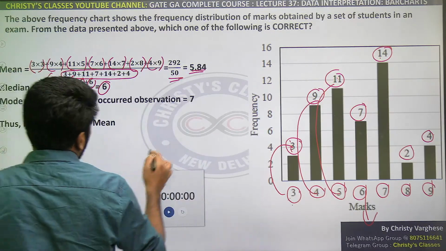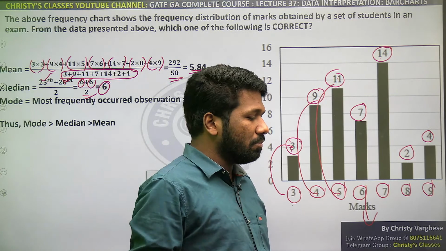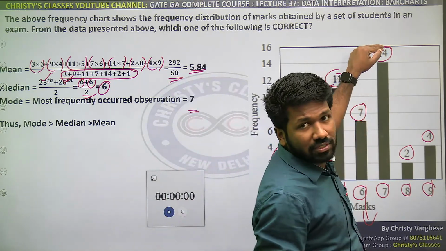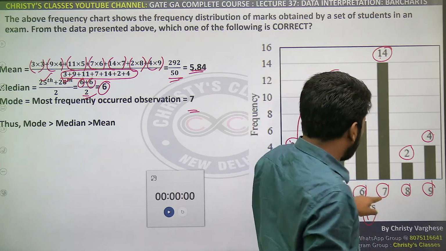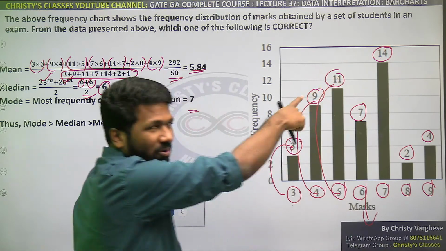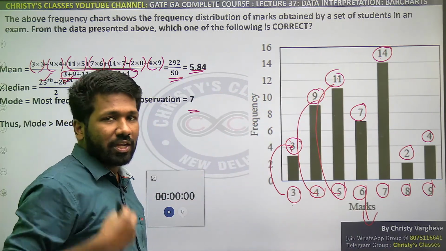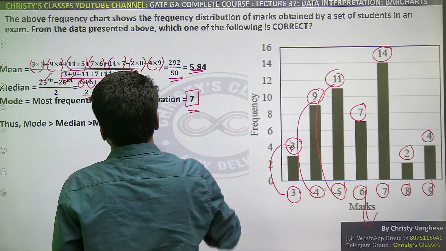6 is the median. What is the mode? Mode is the maximum occurring observation. Which observation is occurring the maximum number of times? The bar which is largest. The bar which is largest is this 14. That is 7 marks. So 14 is not the mode. 7 is the mode. 7 is occurring 14 number of times. The observation that is occurring the maximum number of times, that is the mode. So 7 is the mode here.